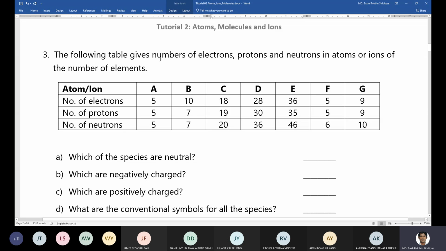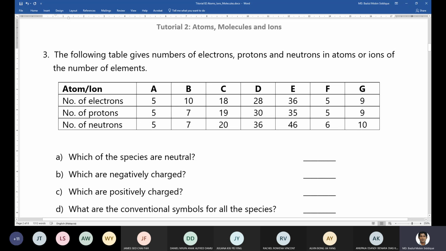The following table gives numbers of electrons, protons, and neutrons in the atom. For this case, A is neutral, of course, and protons and electrons are the same. F has protons and electrons the same as well, so it is also neutral. Okay, A, B, C, D, E, F, G. G also has the same electron and proton number, so A, F, and G are the neutral species because they have the same number of protons and electrons.